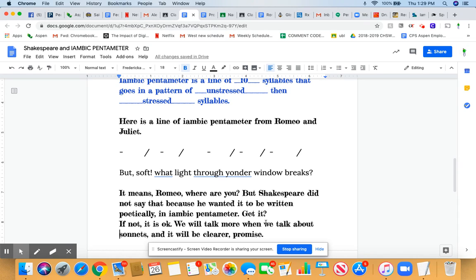If it's not, it's okay, because we're going to be going over this again when we talk about sonnets, and I promise that it'll all become clear if it's not clear now. And that's all you have to do today is fill that in.